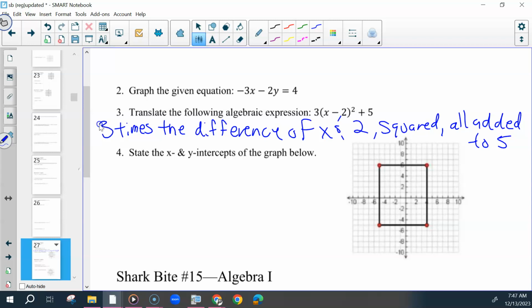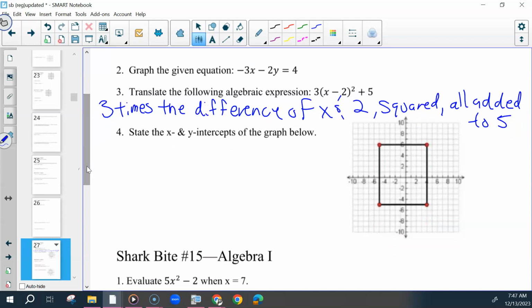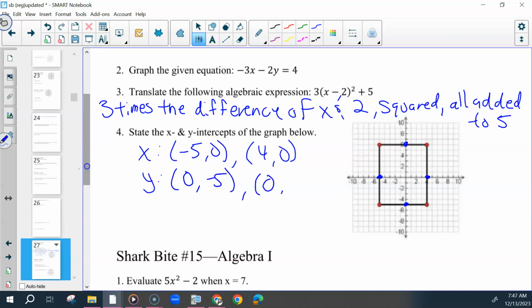Number 4, state the x and y intercepts of the graph. There were 2 x-intercepts and 2 y-intercepts. So the x-intercepts were at -5 and 4. The y-intercepts were at -5 and 6. That is all you have to do.